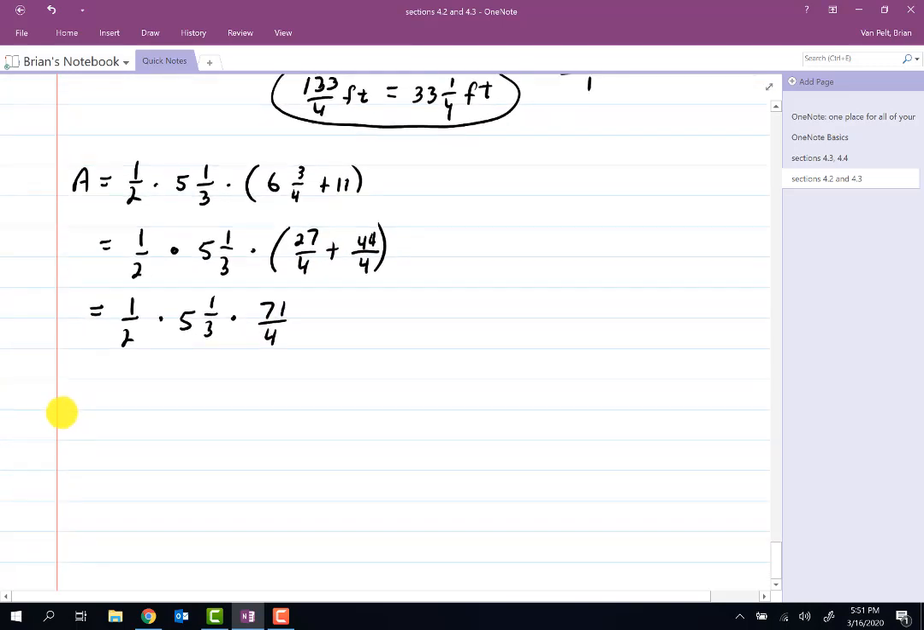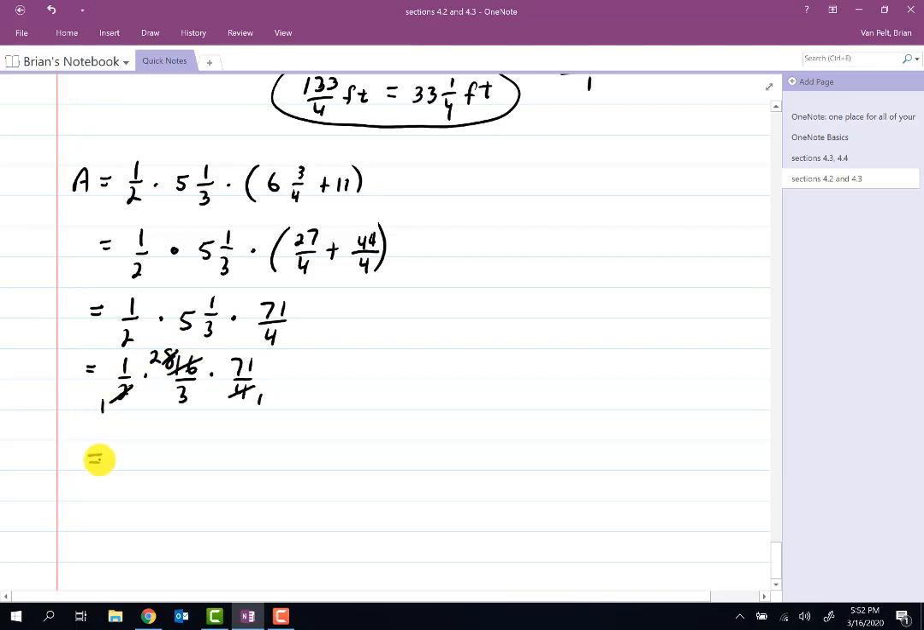And so I'm going to get 1/2 times, I'm going to change this mixed number to a fraction. That'll be 15 plus 1, that'll be 16 over 3, and then 71 over 4. You should do as much canceling as you can here. Like for instance, I see the 16 and the 2 can cancel, and that will leave me with an 8 in that spot. Now, I see another canceling between the 8 and the 4. I can cancel and put a 1 there. 4 goes into 8 twice.